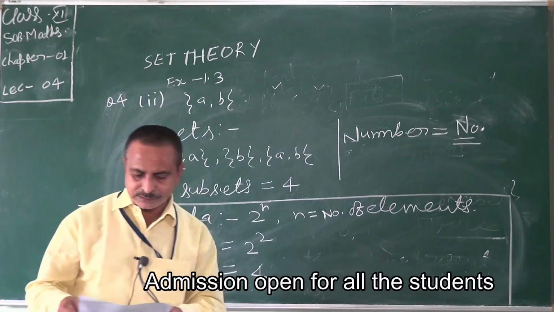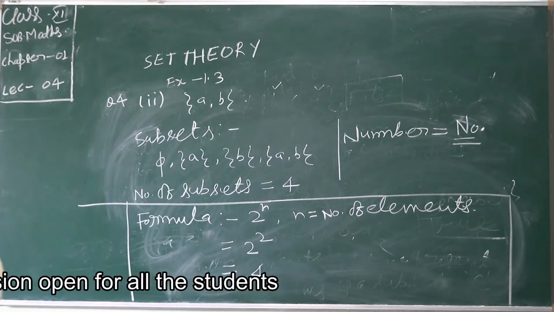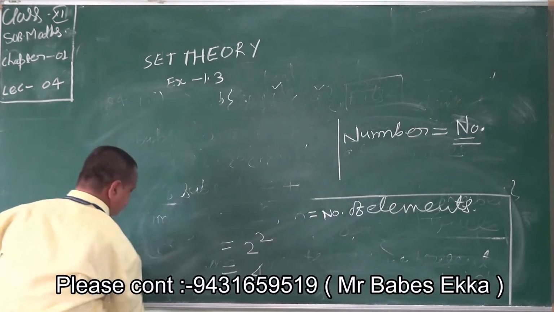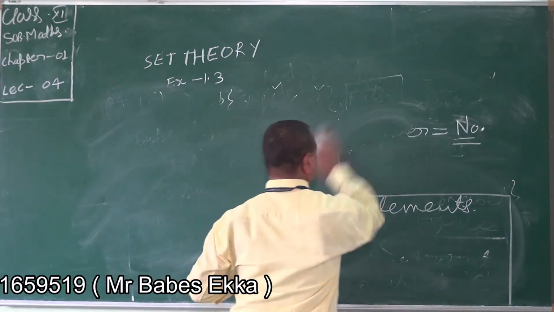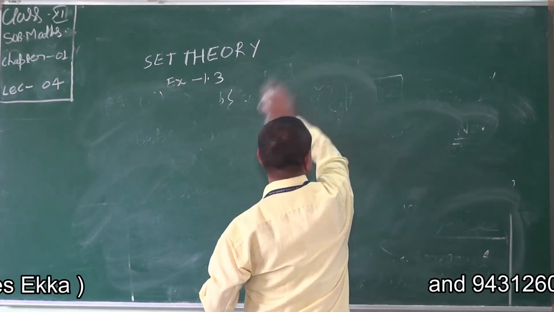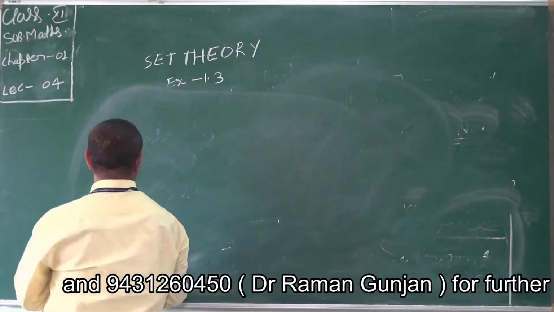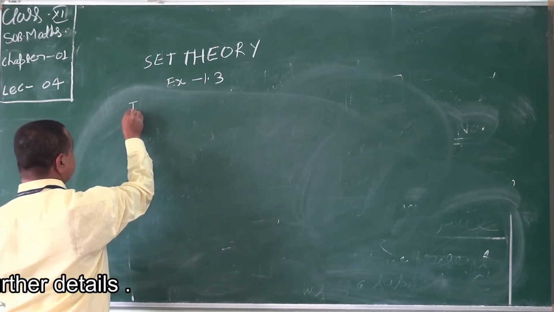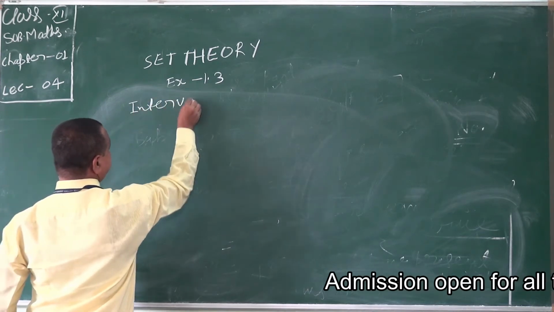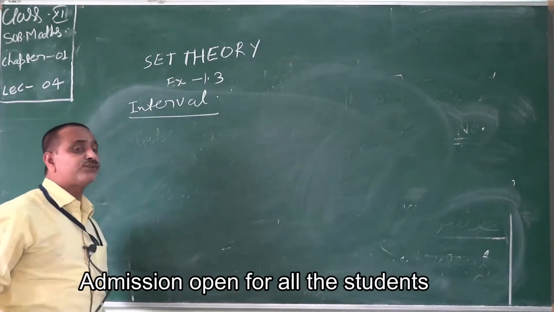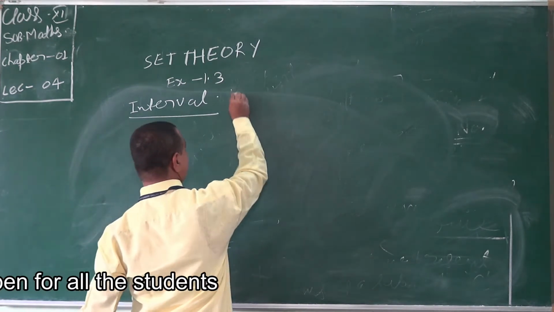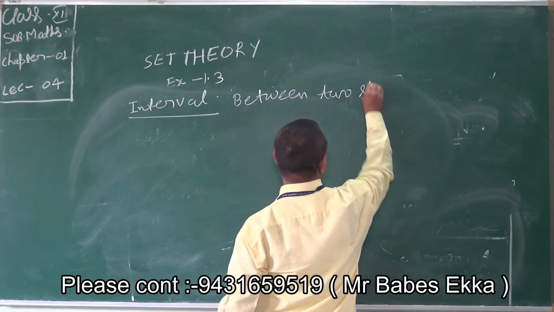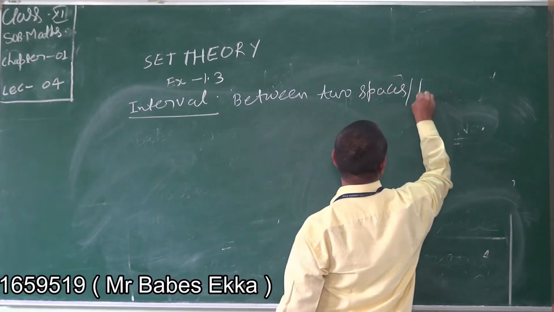Next we draw another type of symbol. I take another topic in this chapter. In this chapter we are given intervals. Interval means between 2 spaces, 2 spaces or points.